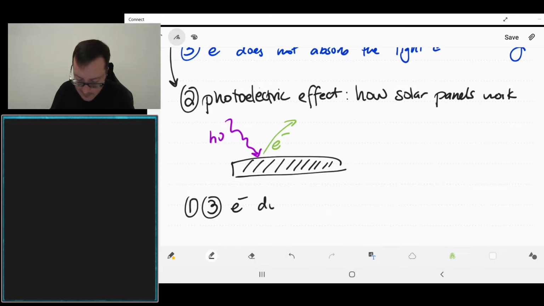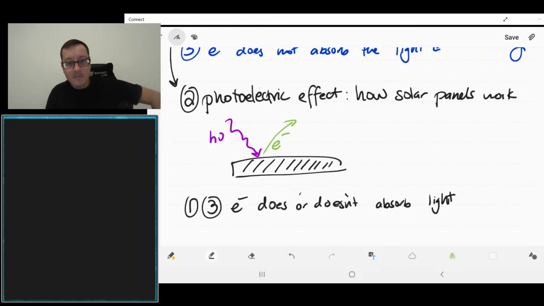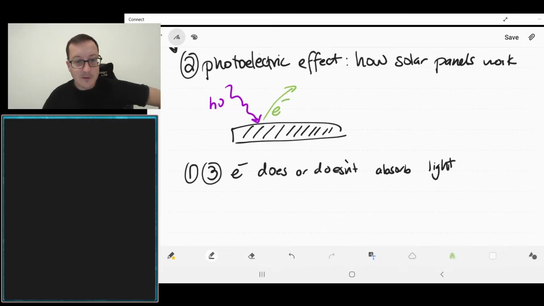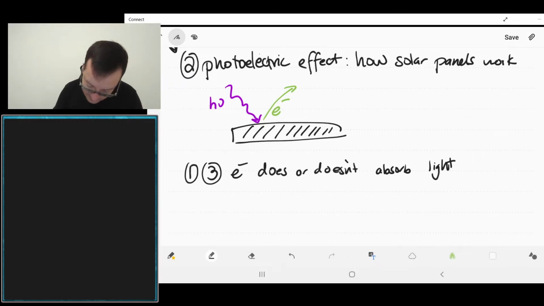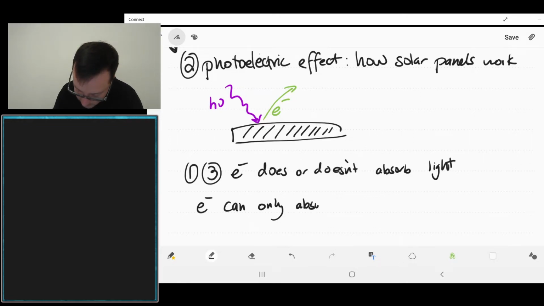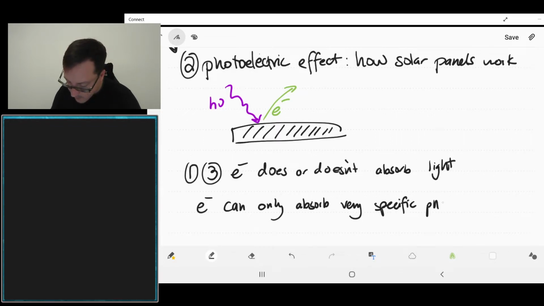Electron does or doesn't absorb the light. Either it does or it doesn't. It's an absolute. There's no partial absorption. We're going to see that electrons can only absorb very specific photon energies.